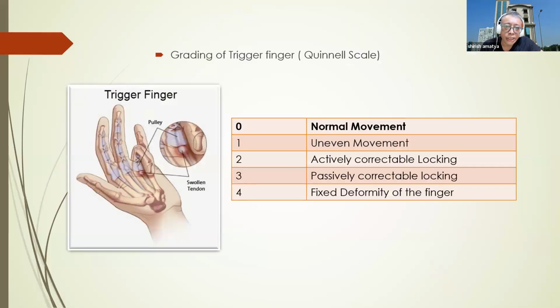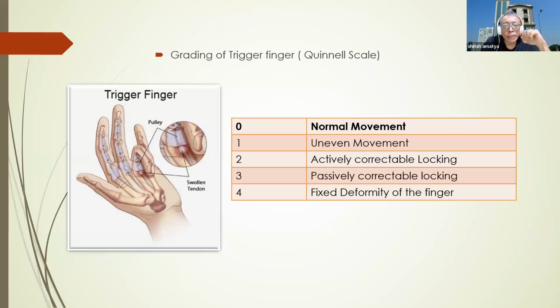There is one grading done by Quinnell, and the Quinnell scale is in front of you. He has graded the trigger finger into 5 different grades. Grade 0 means normal movement of the finger, mainly flexion. Grade 1 means there will not be locking of the finger, but there will be uneven movement. The affected finger will flex very uncomfortably and extend very uncomfortably, but there won't be any locking.